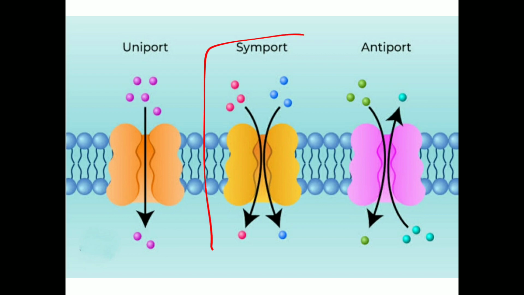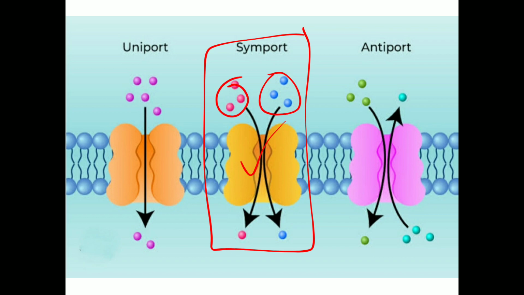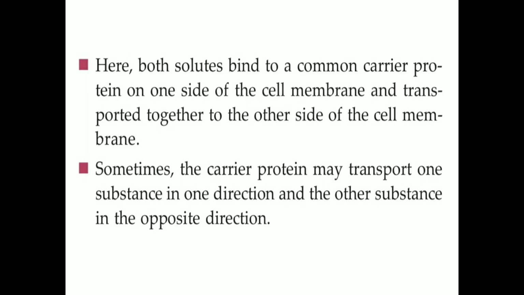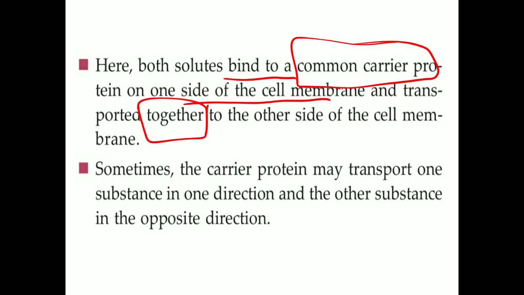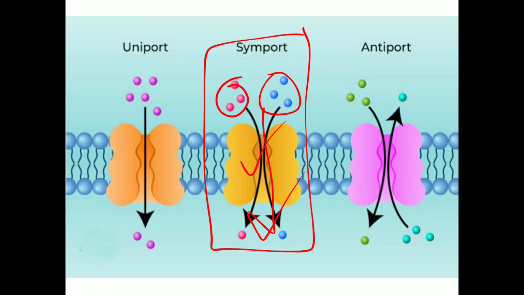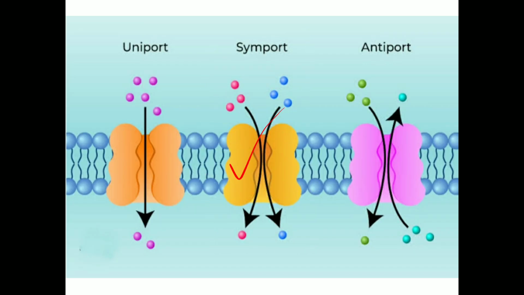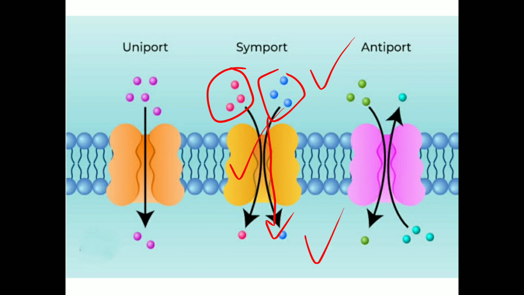You can see that here. So there is a carrier protein involved. There are two different substances which are being transported to the other side of the cell. In that, both solutes may bind to a common carrier protein on one side of the cell membrane and are transported together to the other side of the cell membrane. Here you can see in the middle of this diagram, two different molecules are transported together from one side of the cell to the other side across the cell membrane.